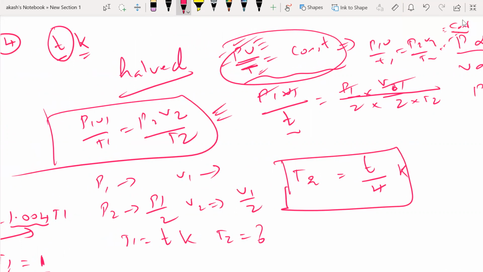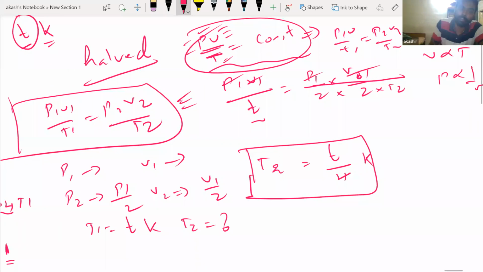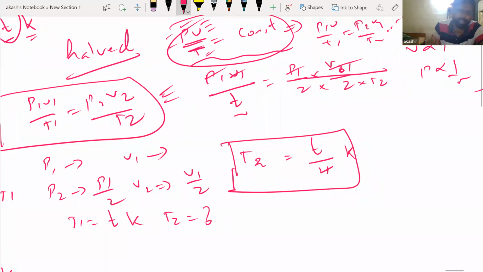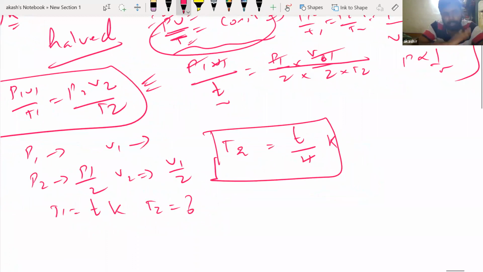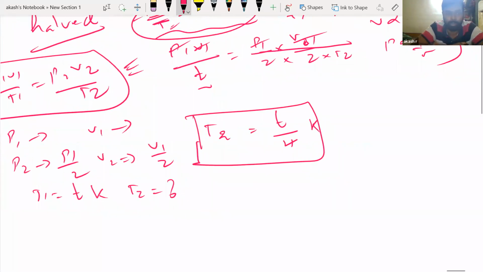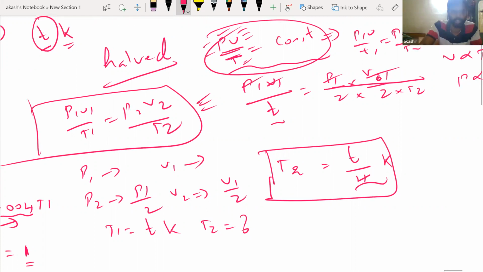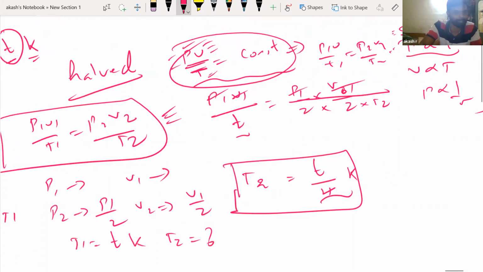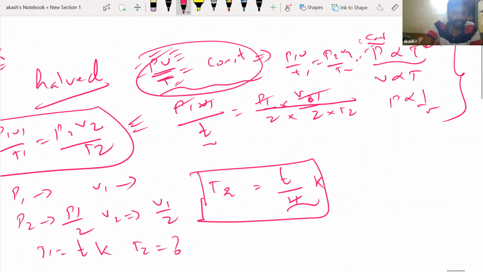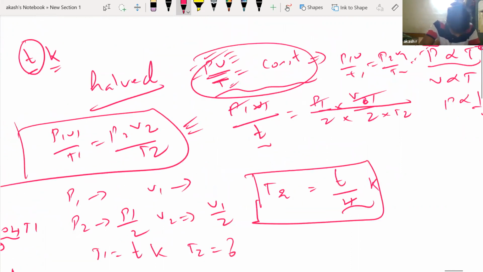Okay, sir. Understood. Right? So we get T2 is equal to T by 4 Kelvin. That's it. Very, very simple. Only one equation extra, P1 V1 by T1 equal to P2 V2 by T2. Done. Right? Okay. Next question. Let us do some interesting question. These are all a little easy, comparatively, right? Let us do this question.